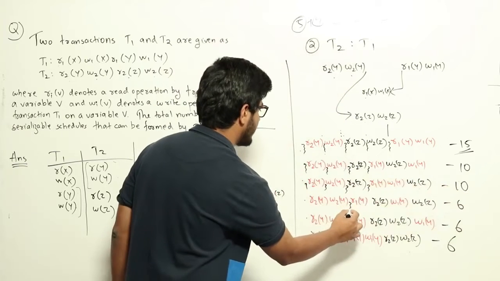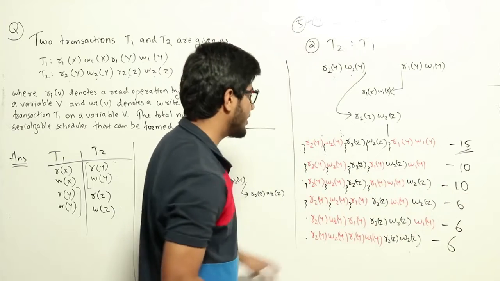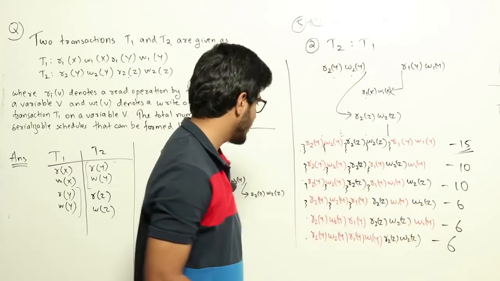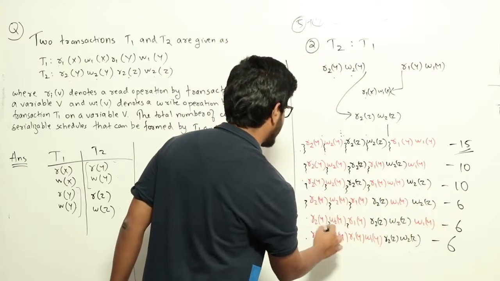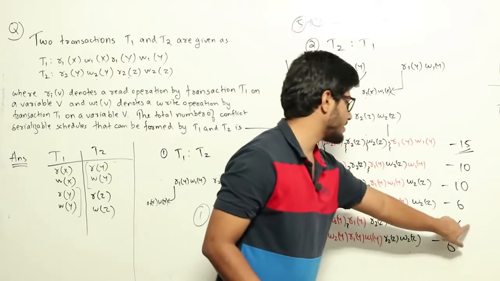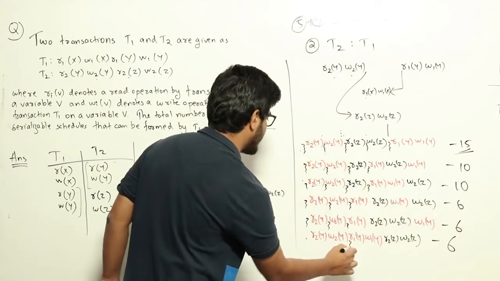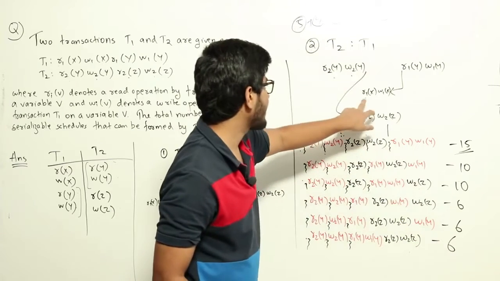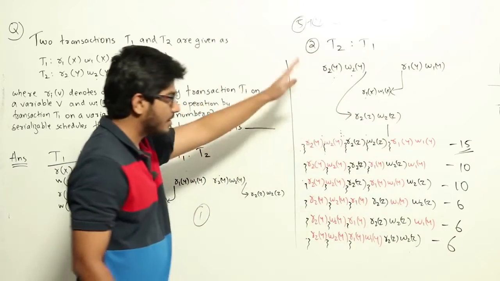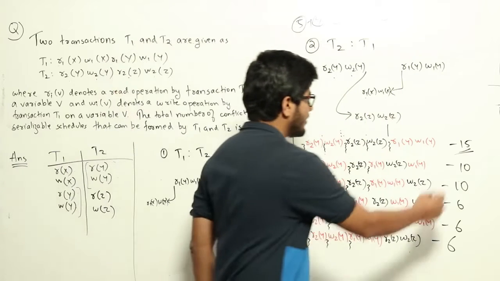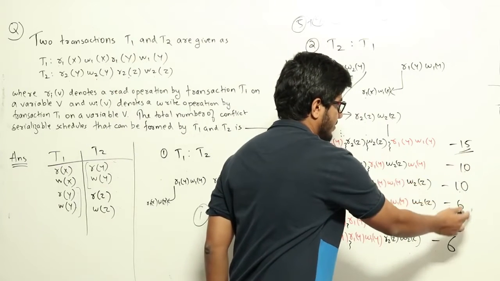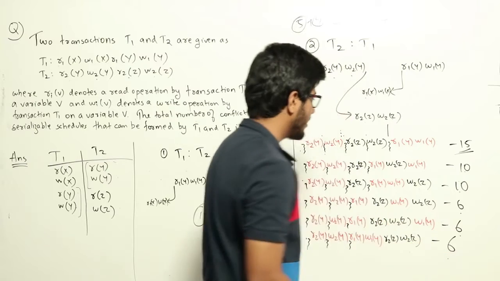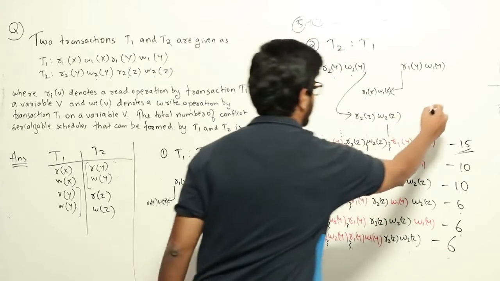If you look here, there are 3 gaps available, that will be 6 ways of assigning. Here there are 3 gaps available, again that is 6 ways of assigning. Here also there are 3 gaps available, that's again 6 ways of assigning read 1 of x and write 1 of x. Now we have assigned everything, let us count. This is 15 plus 10 plus 10 plus 6 plus 6 plus 6. If you add everything, you will get a total of 53.